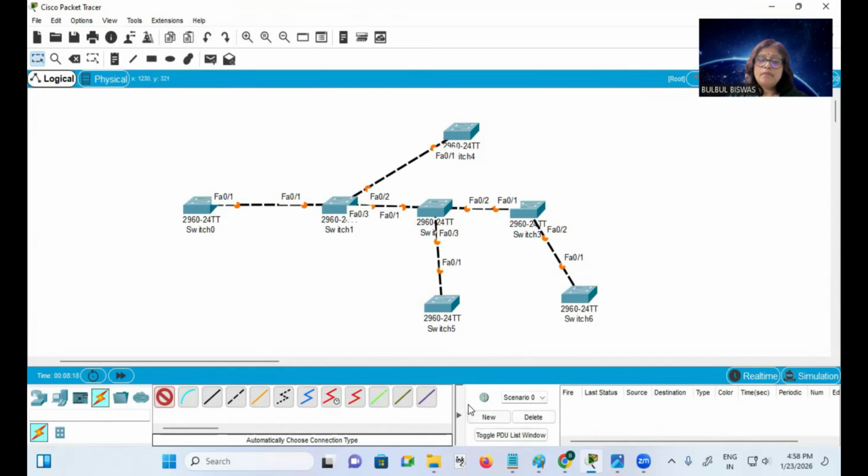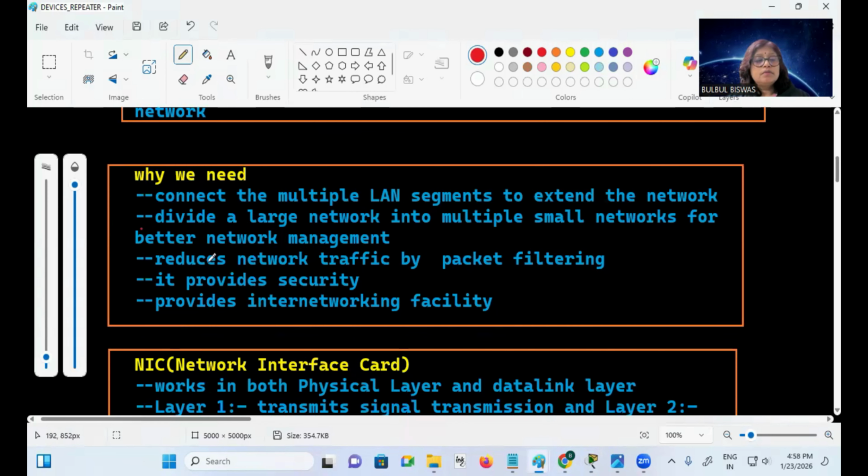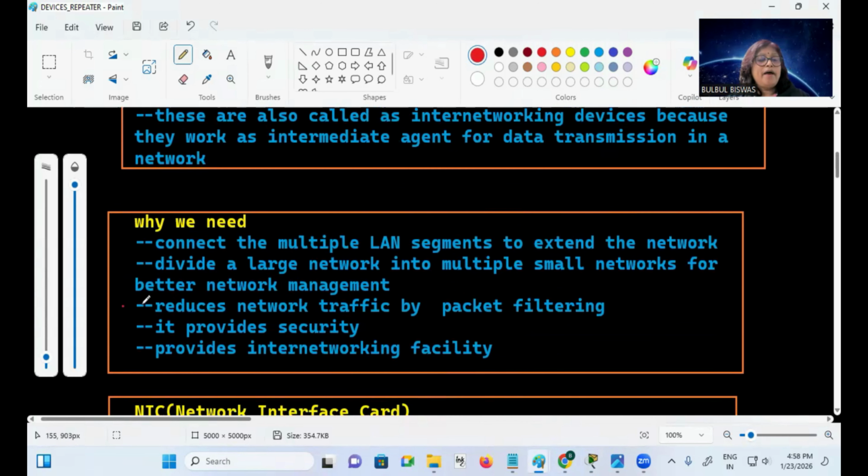Fine. Now, second thing, what we can do with these devices: we can divide a large network into multiple small networks so that the network traffic will be less and the performance of the network will be high. So the management will be easier also. That is also possible by using these devices. By using these internetworking devices, the traffic can be managed very nicely. That I told just right now.